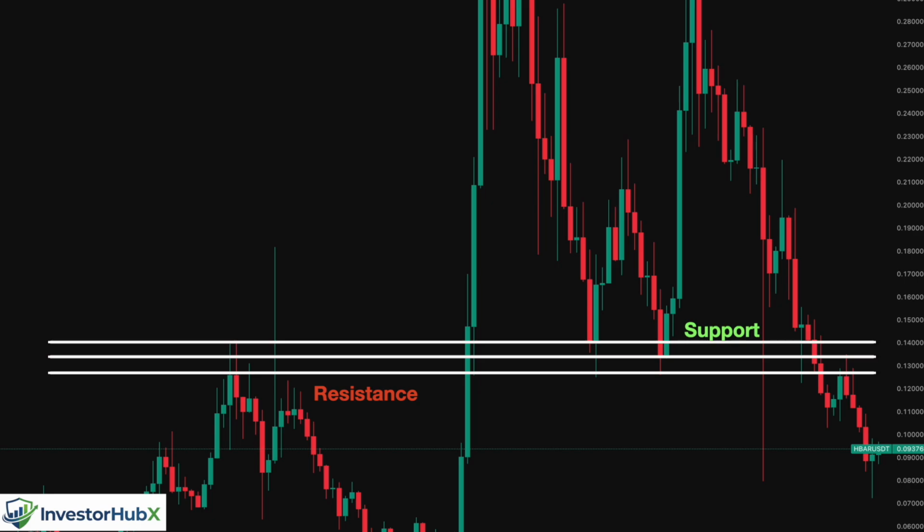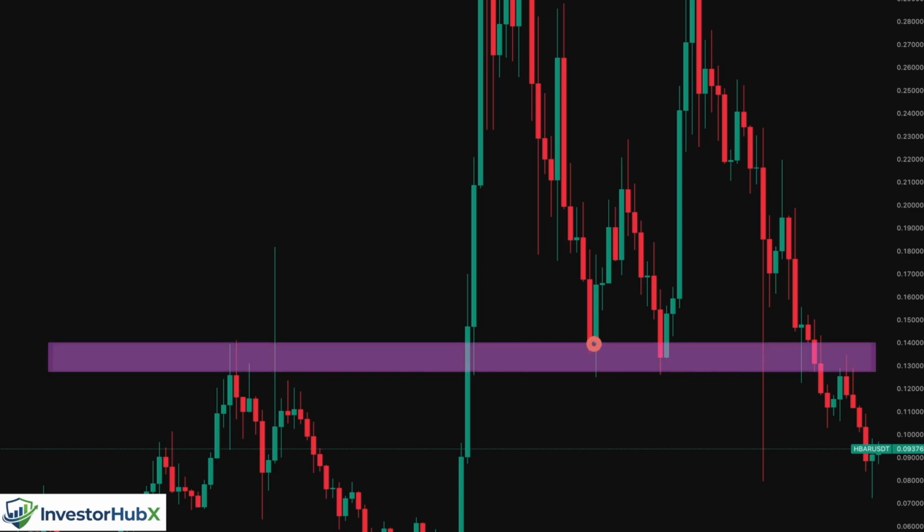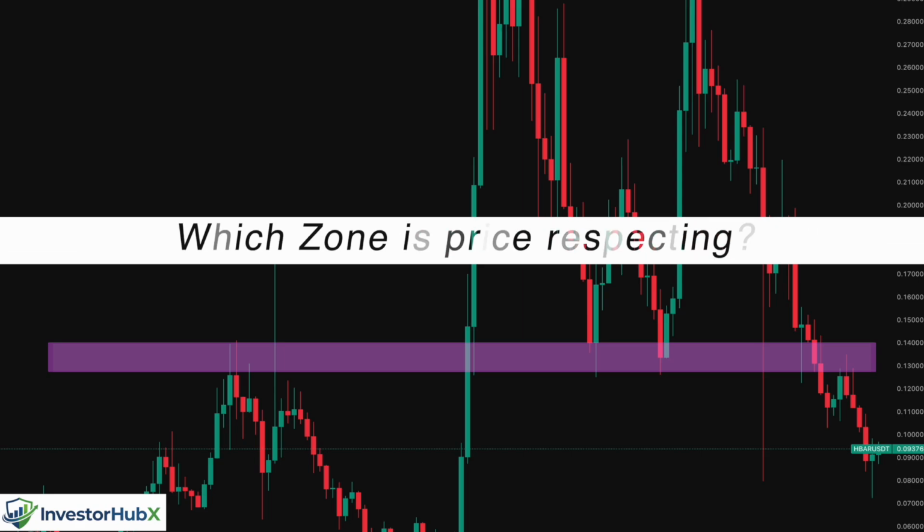Think about it, because this is where most traders get confused. On the weekly time frame, all three levels look important. But price does not react like a laser beam. It reacts within areas. Sometimes it wicks above. Sometimes it dips slightly below. Sometimes it retests imperfectly. So the real question is not, which exact line? The real question is, which zone is price respecting?